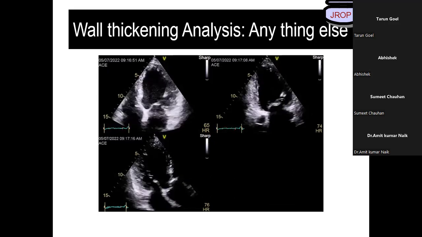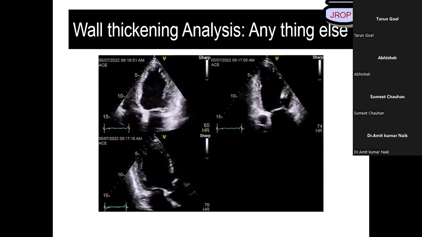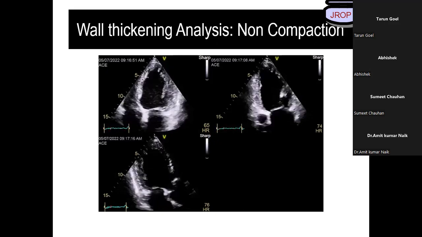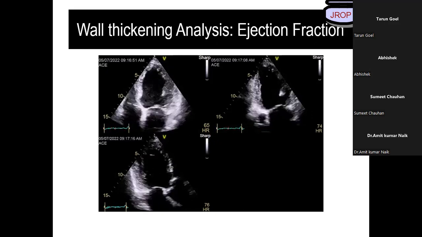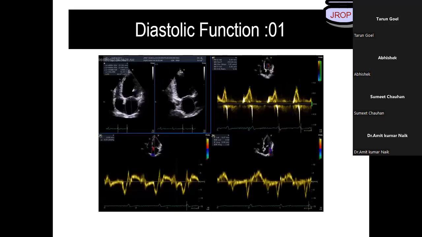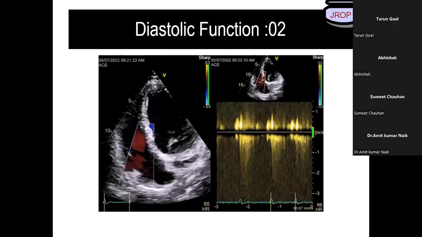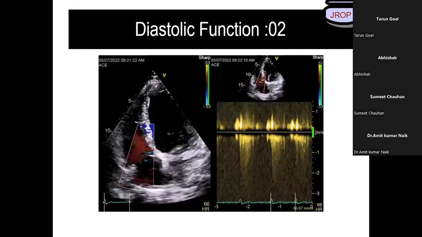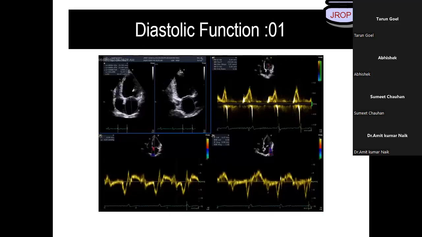Anyway, let's move on to Dr. Tarun Goyal. Tarun, ready? Yes, sir. Okay. Look, I'm giving you a picture. I'll tell you the velocities and I'll give you the TR jet gradients. You can take down on a piece of paper. You can start writing it and then tell me what kind of a diastolic dysfunction it is.